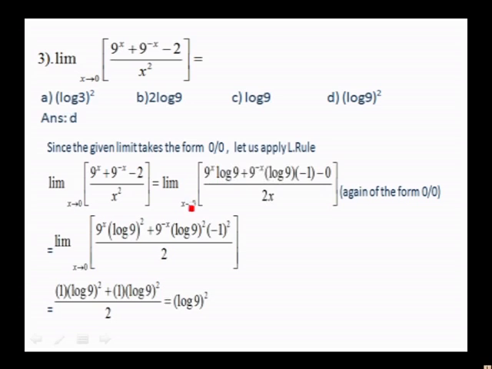So, if you put x equals 0, you find that it is log 9 minus log 9, that is 0 by 2 into 0, 0. Again, it takes the form 0 by 0. Therefore, apply L'Hopital's rule once again.